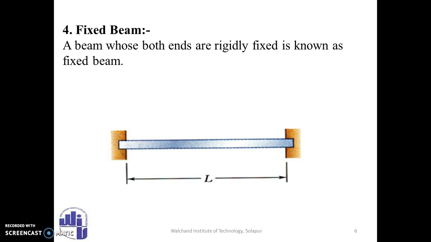Next one, fixed beam. Now see here, the beam is firmly fixed at both ends. The sentence they have mentioned here is: the beam whose both ends are rigidly fixed is known as a fixed beam. So see here, the picture clearly gives the idea. The beam is fixed at both ends.